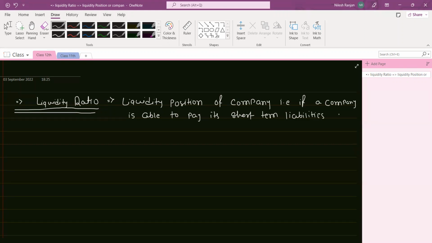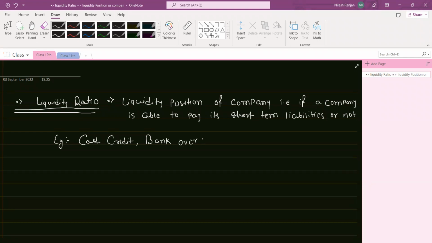Can you tell me examples of short-term liabilities? What are the short-term liabilities for a company? Short-term liabilities include cash credit. Drawings are actually related to capital, related to the owner. It can be a business firm also, right?